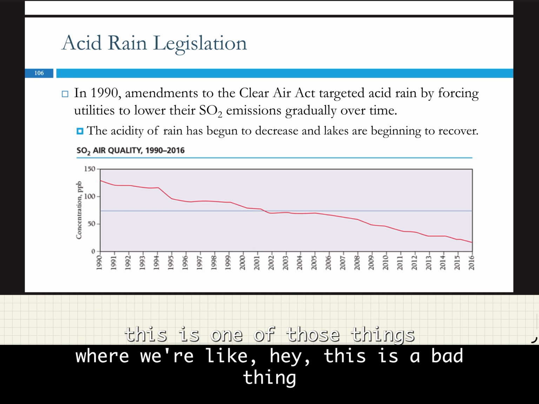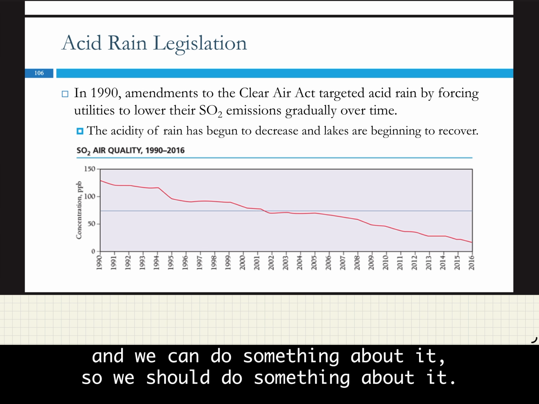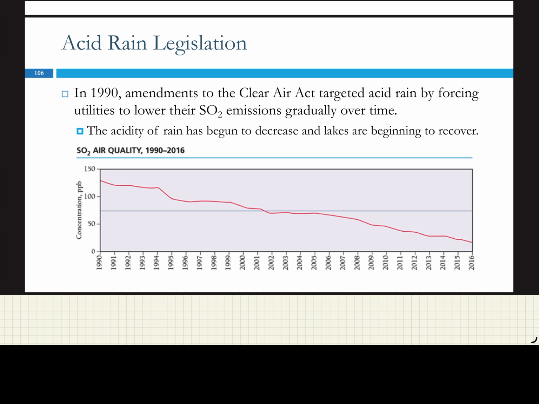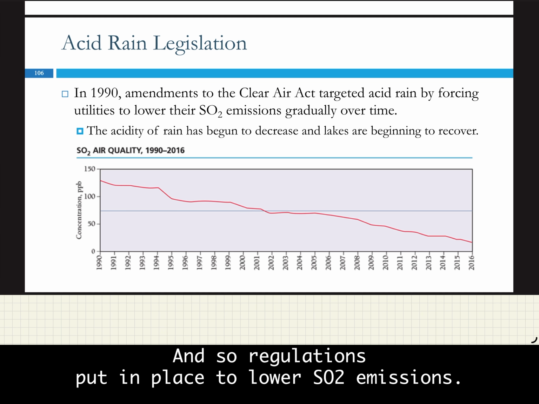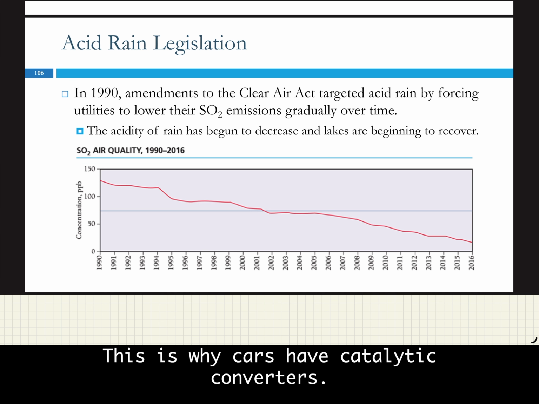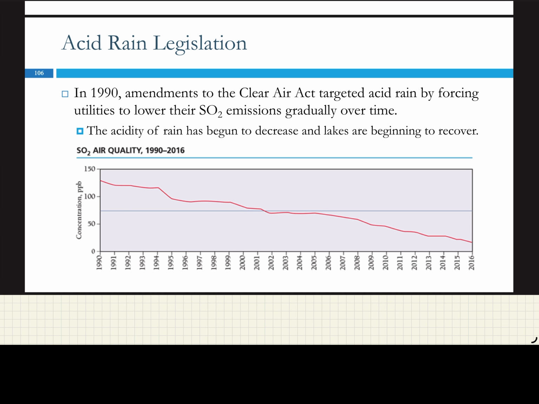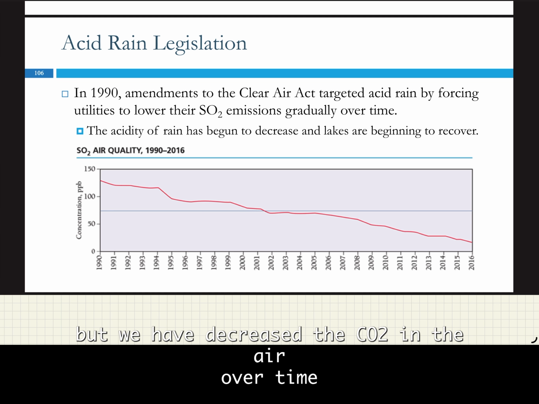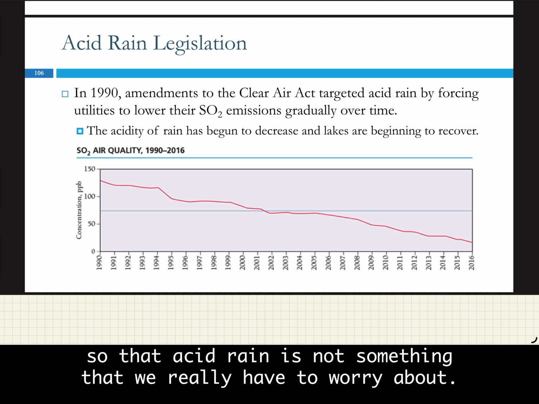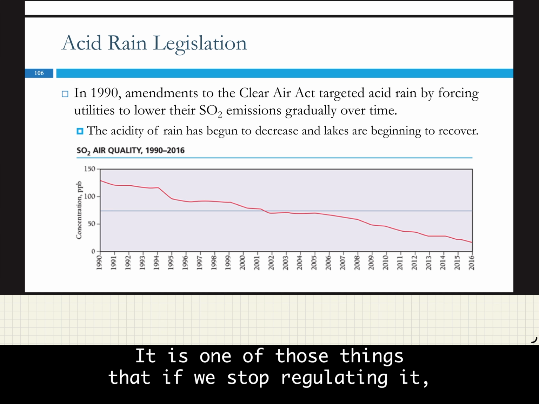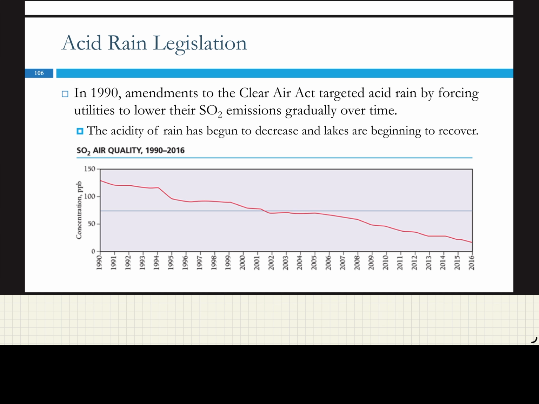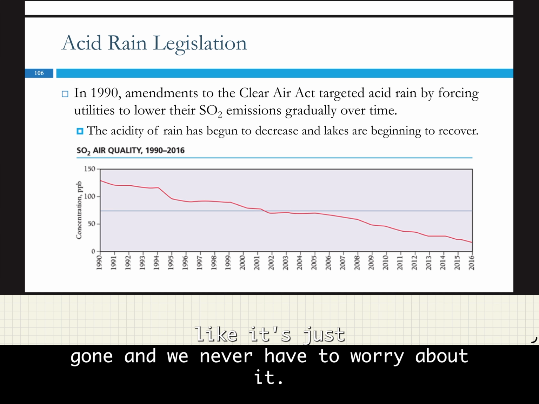Similar to ozone, though, this is one of those things where we're like, hey, this is a bad thing and we can do something about it, so we should do something about it. And so regulations were put in place to lower SO2 emissions. This is why cars have catalytic converters. I'm not sure exactly what they did specifically for coal-fired power plants, but we have decreased the SO2 in the air over time so that acid rain is not something that we really have to worry about. It is one of those things, though, if we stop regulating it, then it will become a problem again. It's not like it's just gone and we never have to worry about it.